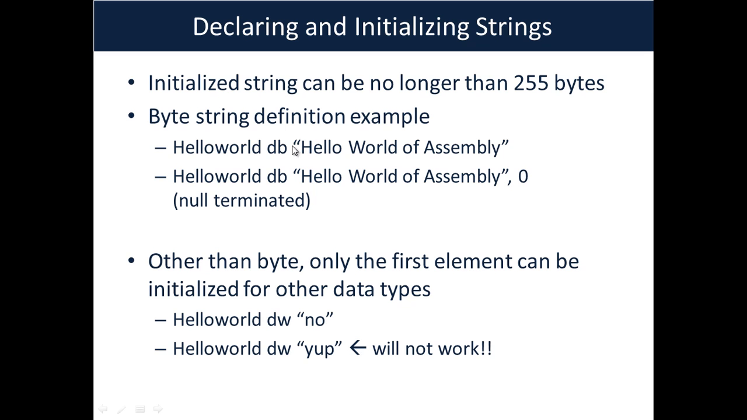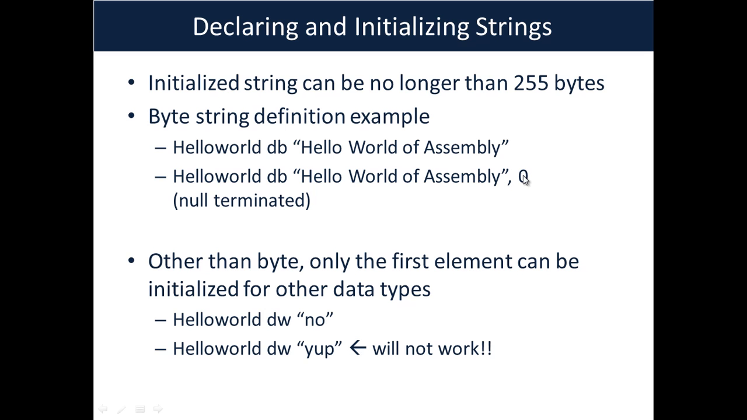But note that because it's a byte array, there is no trailing 0 at the end, because of which the current string is not null terminated. So you will have to explicitly specify null termination by defining DB hello world of assembly, then giving a comma and defining the last byte as a 0.